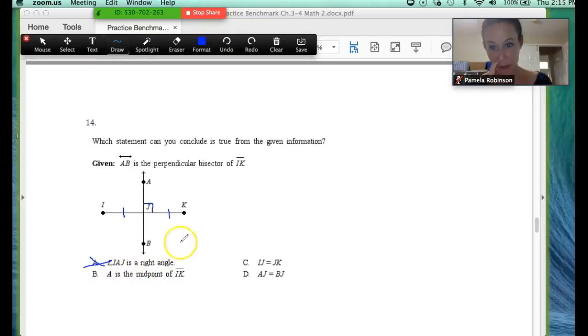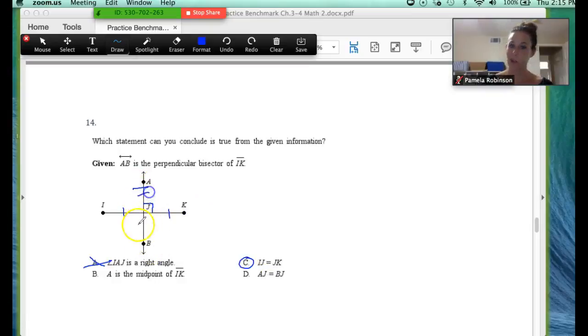A is the midpoint of IK. Do we know that? Okay, we'll come back to that one. C, IJ equals JK. I'm going to go with that one. That one sounds pretty good. IJ equals JK. Yes. And then D, AJ equals BJ.